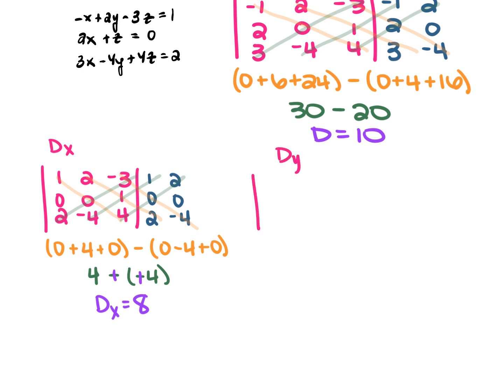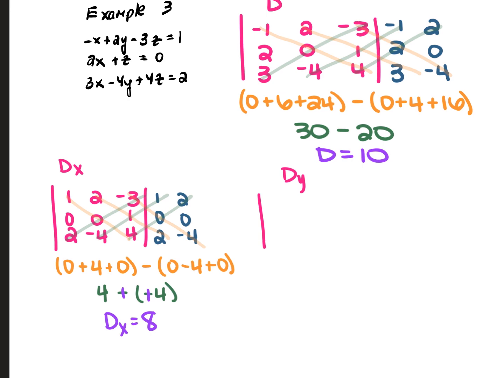Next, we're finding D sub y. So our x values stay. So we're going to have negative 1, 2, and 3. Y values change to be our answers. So it's going to be 1, 0, 2. Z values stay of negative 3, 1, and 4. Rewrite the first two columns. Negative 1, 2, 3, and 1, 0, 2.